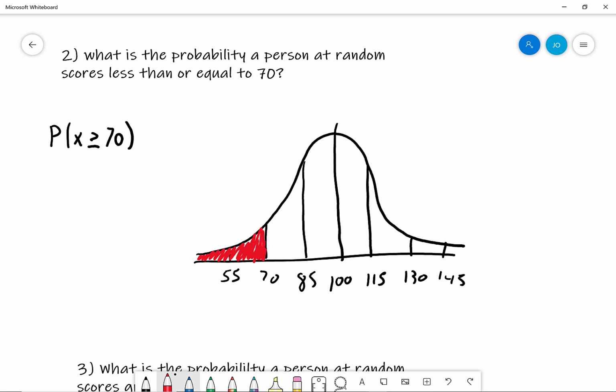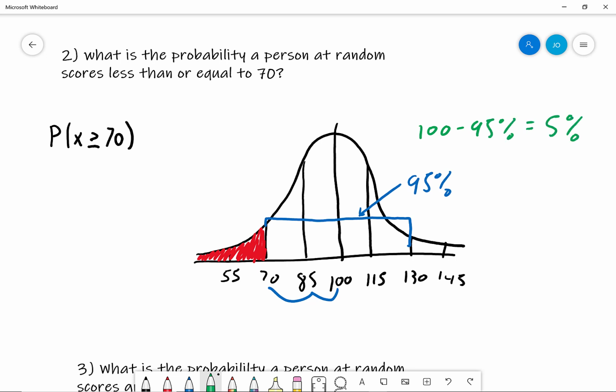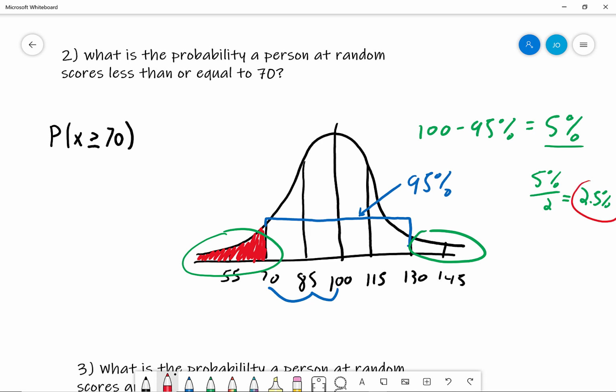Just like before, we know within 2 standard deviations, we have 95% of our data. Therefore, what's left over is going to end up being 5%. And just like before, that's split between both halves of our graph. We divide that 5% by 2 because they're equal halves, and we end up with 2.5%. Well, wait a second. When we included 70, we ended up with the same exact area as when we didn't include 70, 2.5%.